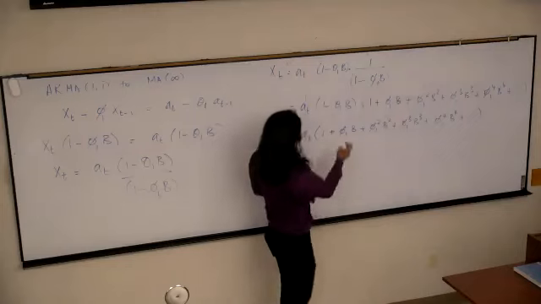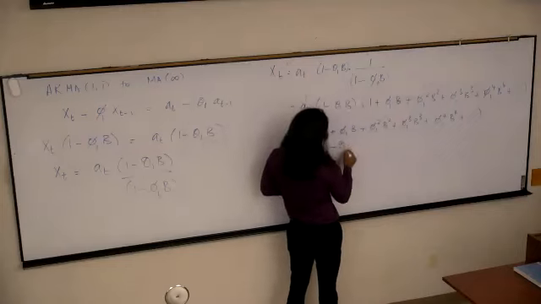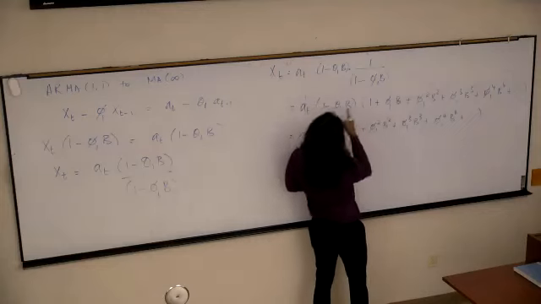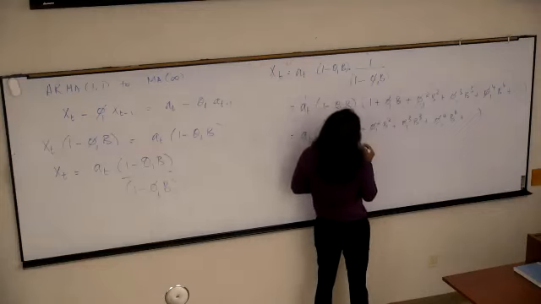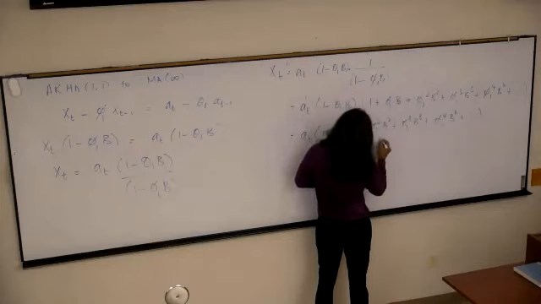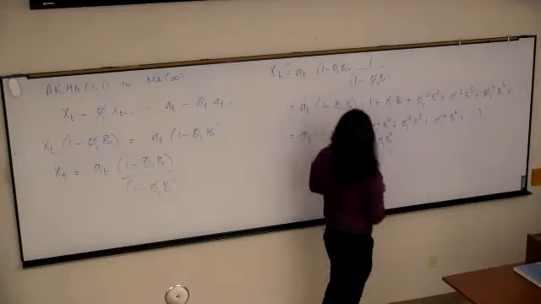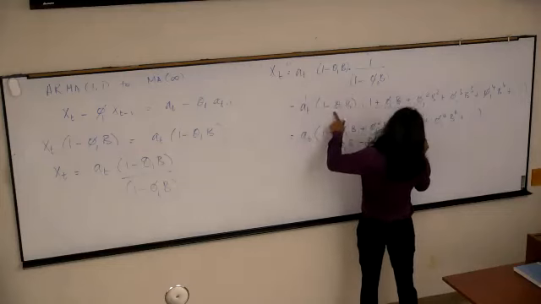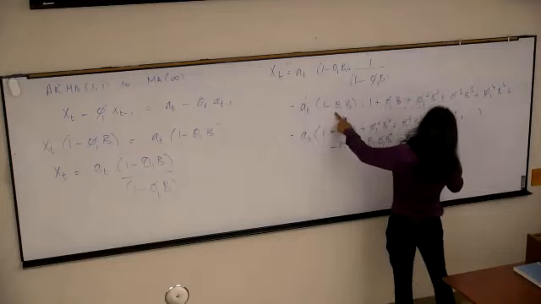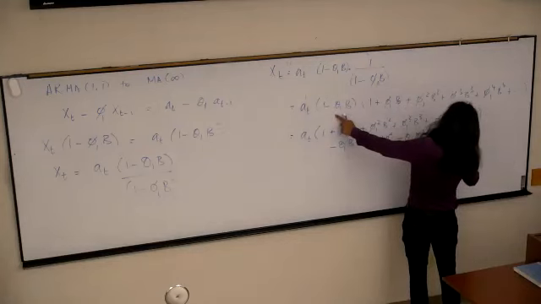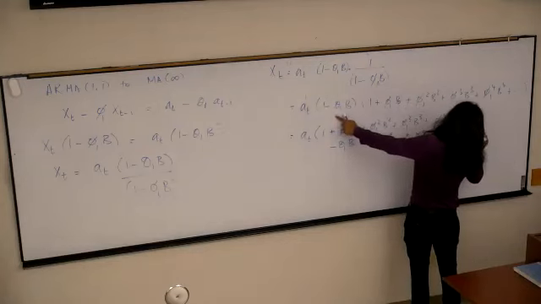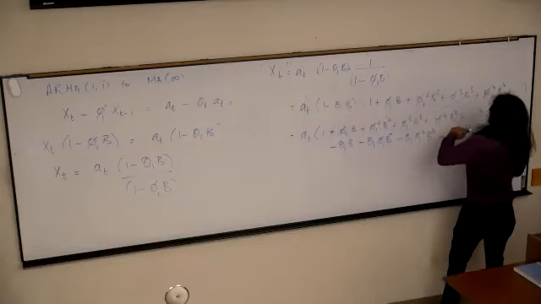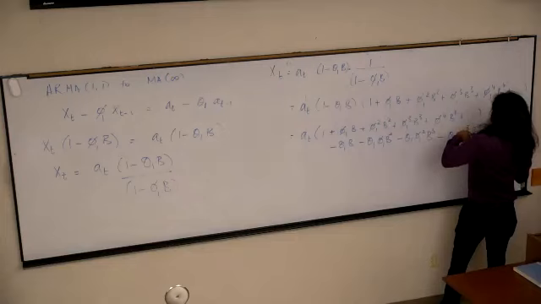Distribute the second term, I'll have negative theta1 B, negative theta1 phi1 B squared, negative theta1 phi1 squared B cubed, negative theta1 phi1 cubed B raised 4. Lastly, negative theta1 phi1 raised 4 B raised 5, dot dot dot.